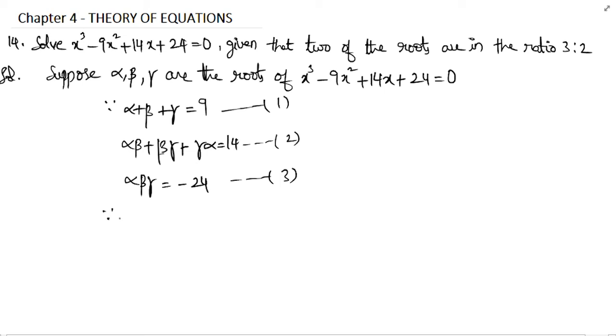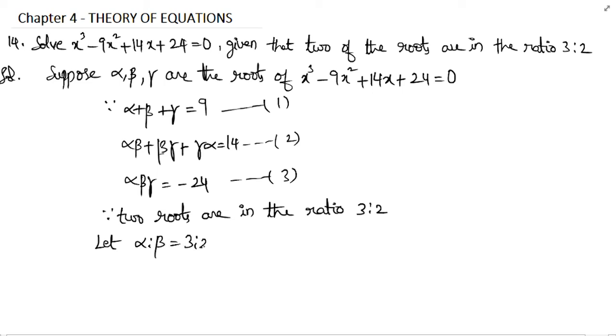Since it's given that two roots are in the ratio 3:2, let alpha is to beta be equal to 3:2. That implies beta is equal to 2 alpha by 3. Now substituting in equation 1, what do we get?